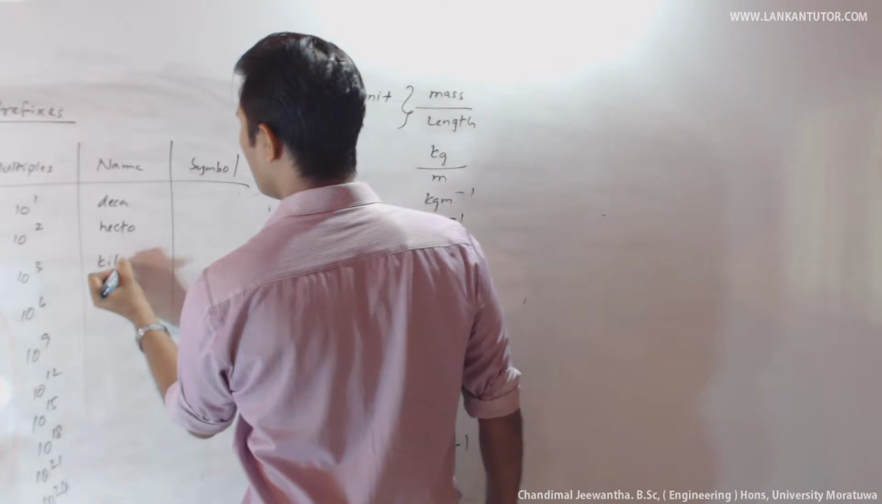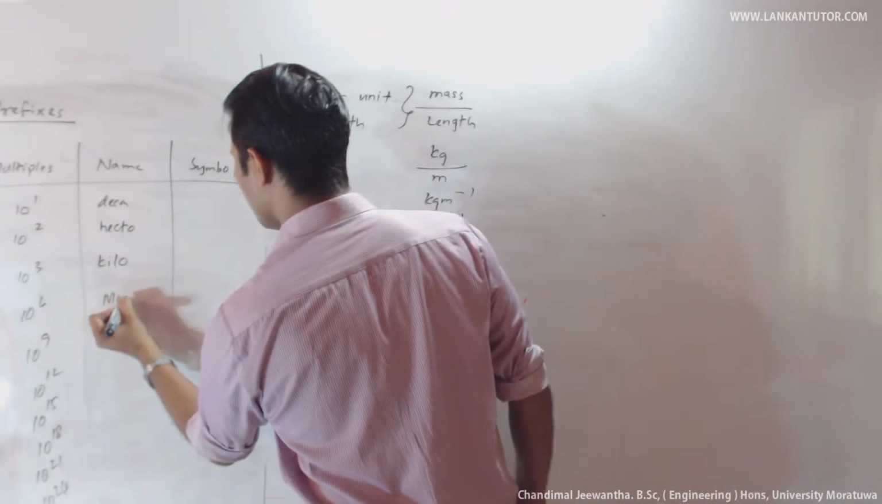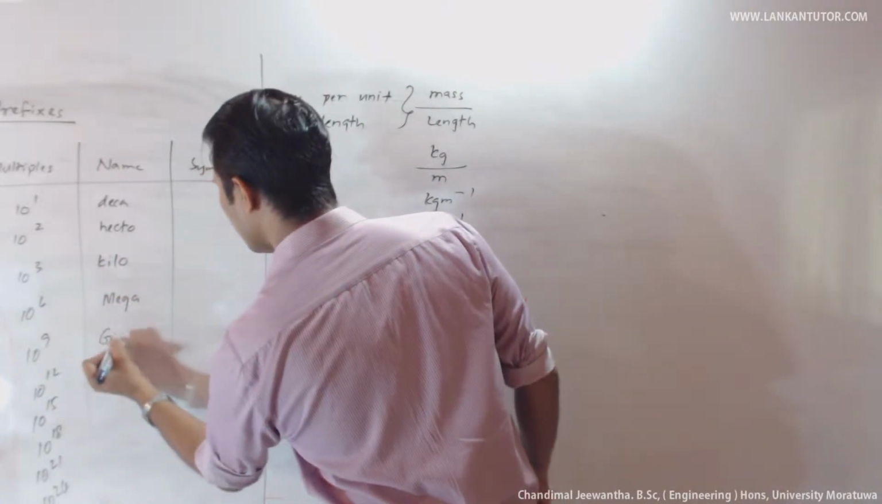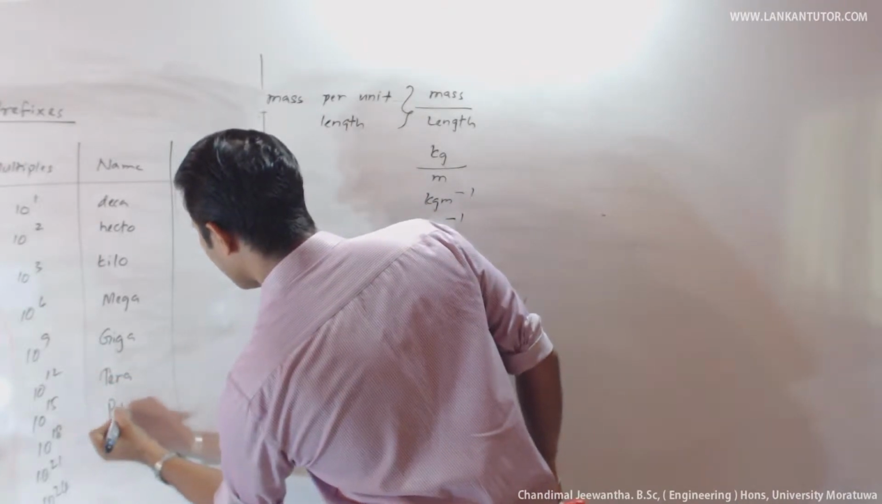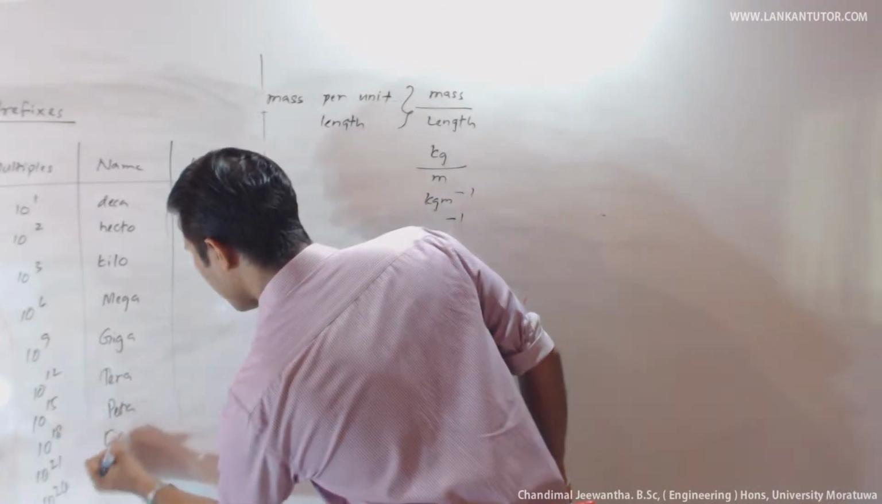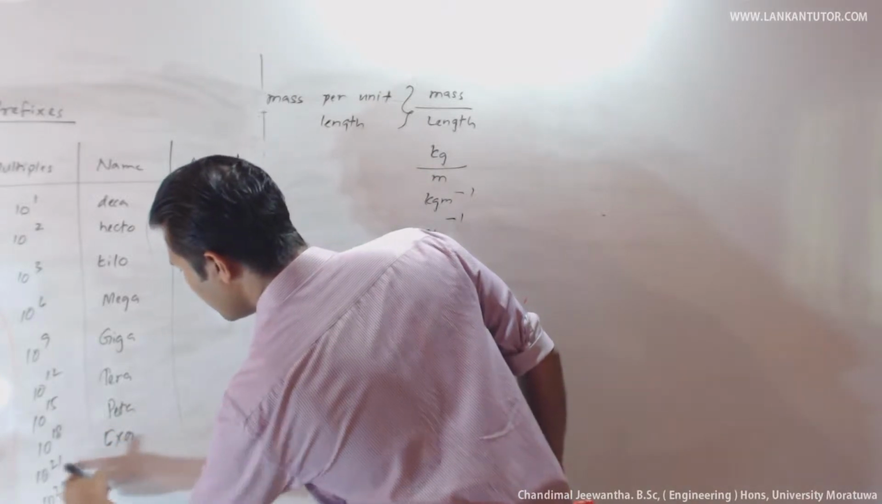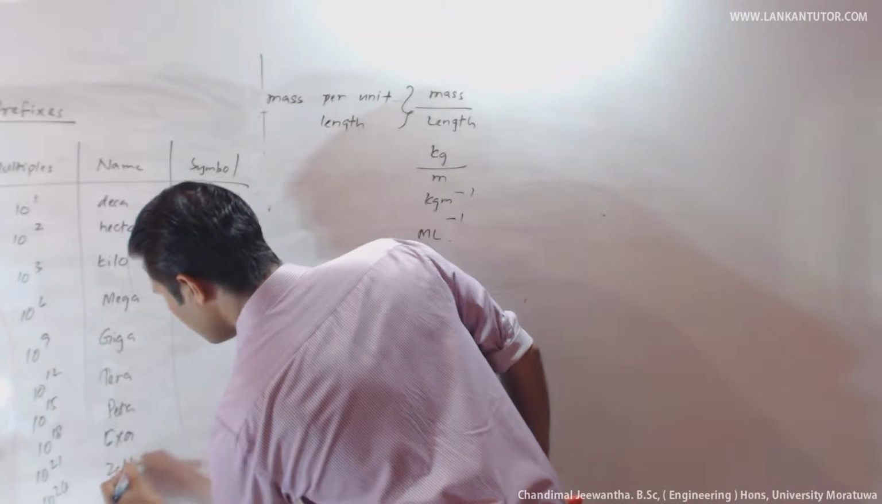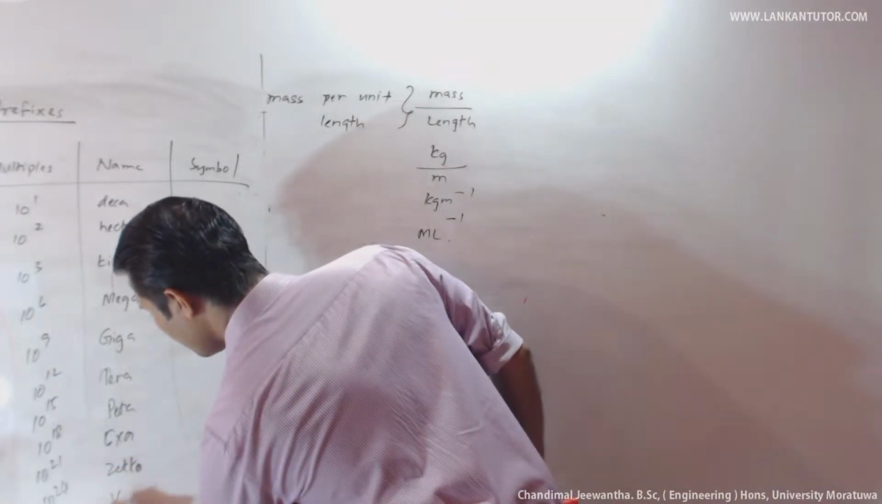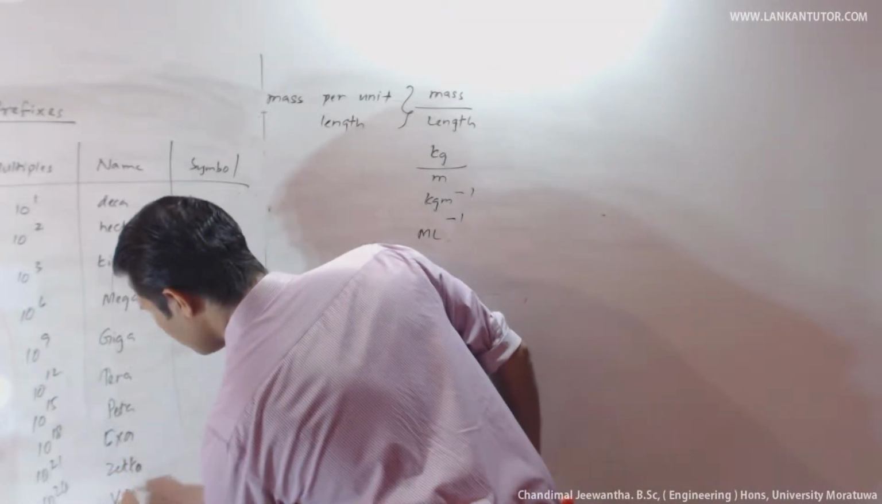Kilo, mega, giga, tera, peta, exa, zeta, then followed by iota.